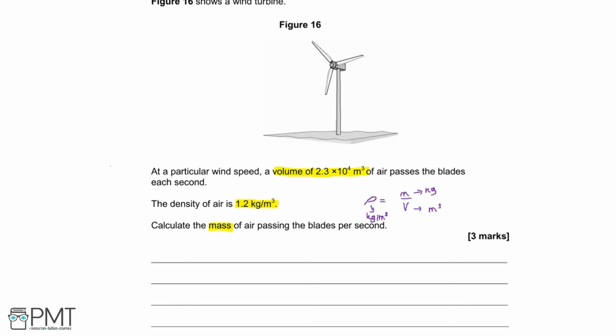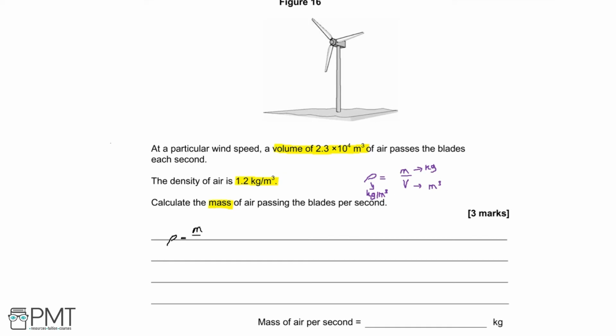So firstly, we're just going to input our values into this equation. If density equals mass over volume, they have given us volume and they have given us density. We know that 1.2 equals mass over volume, which is 2.3 times 10 to the 4. Then we rearrange this by multiplying both sides of the equation by 2.3 times 10 to the 4. So we get mass, which is what we're trying to find, equals 1.2 times 2.3 times 10 to the 4. We get a final answer of 27,600 kilograms.